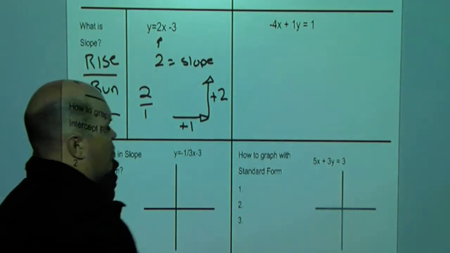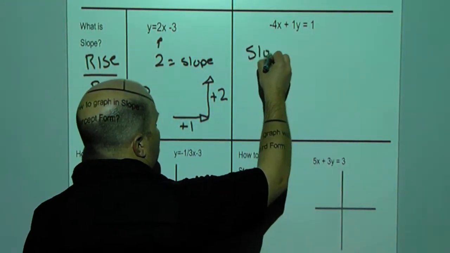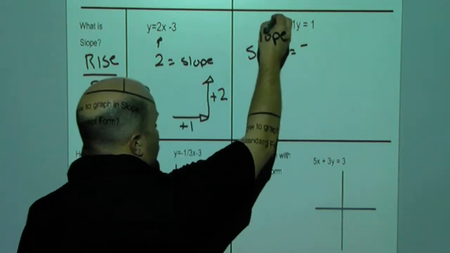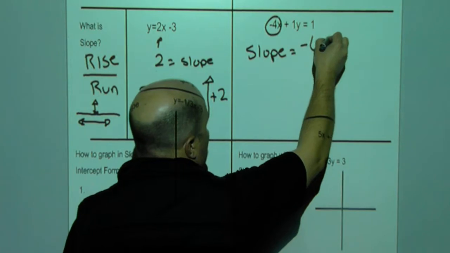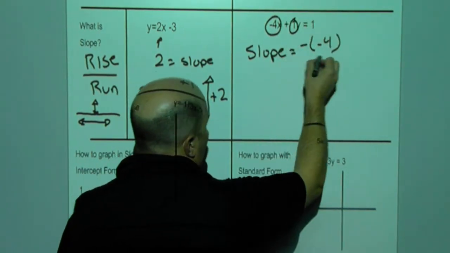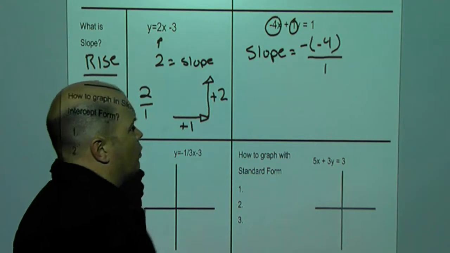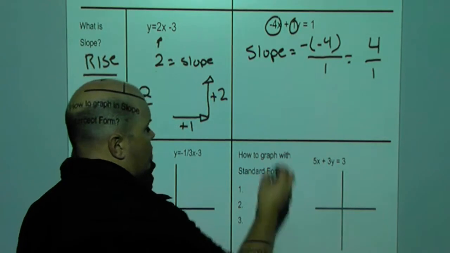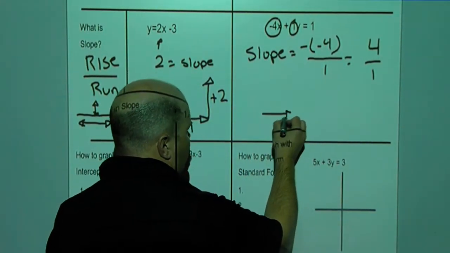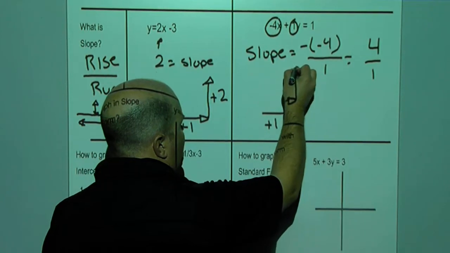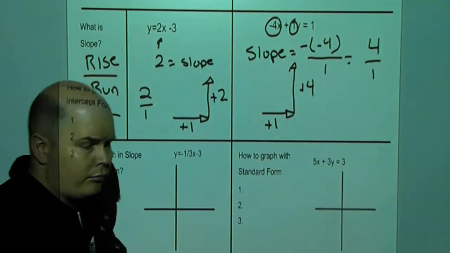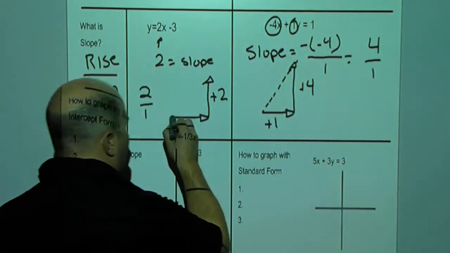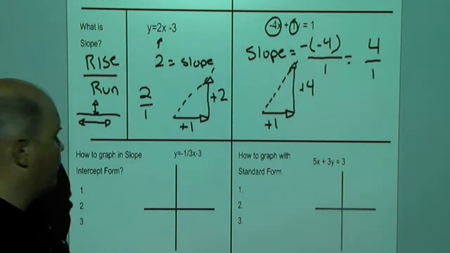The negatives, remember, tell us directionality, not distance. So over here in standard form, the first thing I would need to do is figure out what my slope was. My slope is going to be the opposite of whatever is touching my x value, which in this case is -4, over my y value, which is 1. So when I distribute my negative in, I get 4 over 1 is my slope, which means if I was drawing a slope triangle, it's telling me to go over 1 and up 4. That's what that is telling me. This diagonal line is your slope.